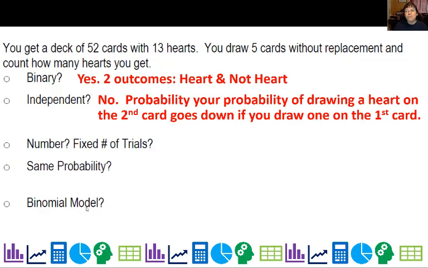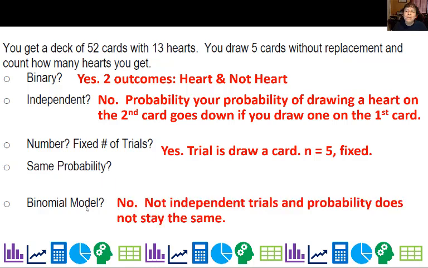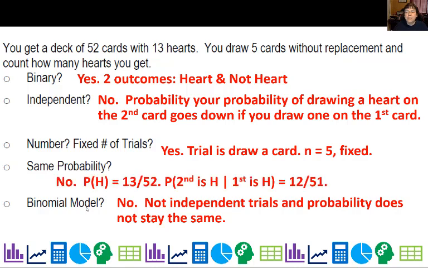No, the probability of drawing a heart on the second card goes down if you draw one on the first. You can probably strike that second probability. All right. Are the number of trials fixed? Yes. Trial is draw a card and you're only drawing 5. Is it the same probability? No. Which means we already know it's not the binomial model. There are not independent trials, and the probability does not stay the same.